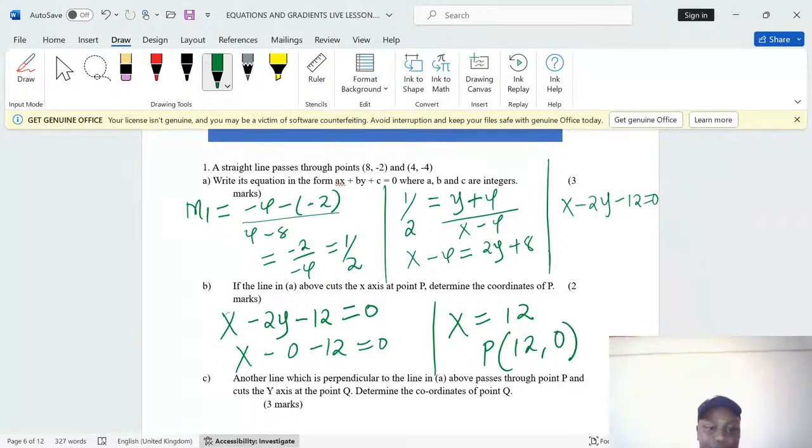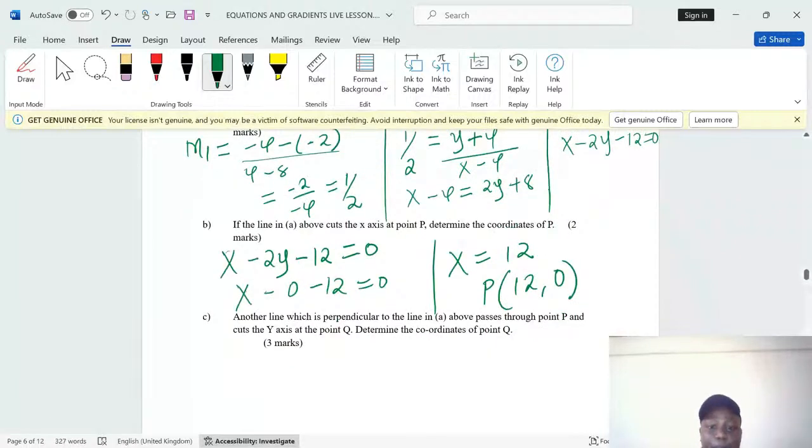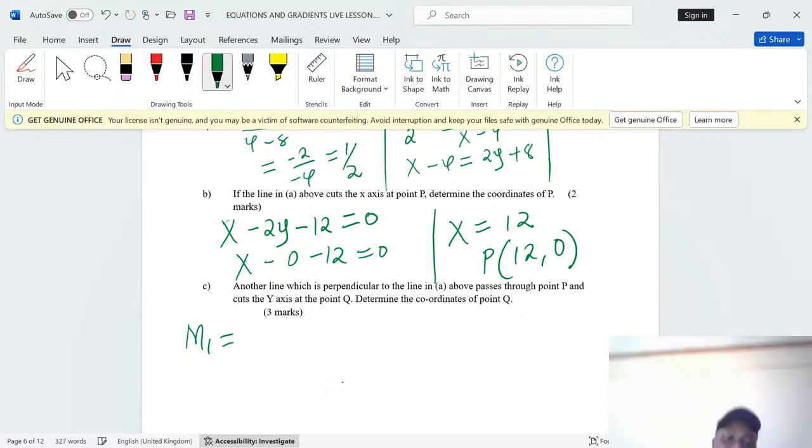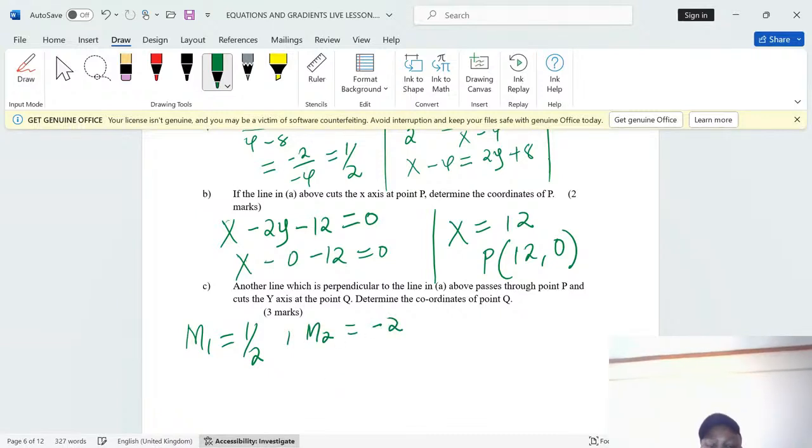Part C: another line which is perpendicular to the line above passes through point P, the P which has been determined in part B, and cuts the y-axis at the point Q. Let us first talk about this line perpendicular to the line above. If the first gradient is half, then the second gradient is -2, so that when the two gradients are multiplied, they give us -1. That is for perpendicular lines, as we mentioned earlier.